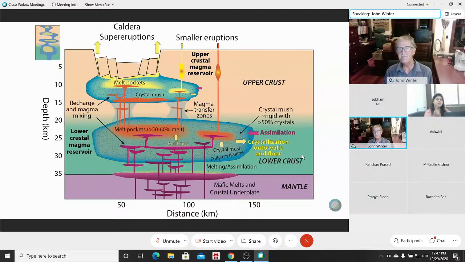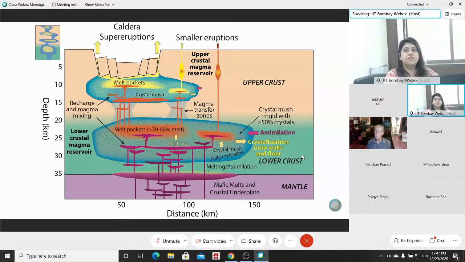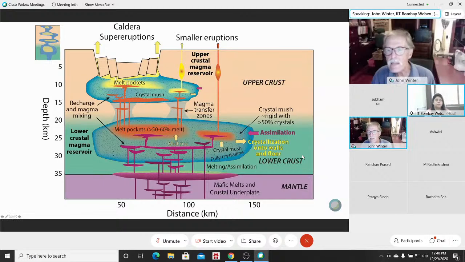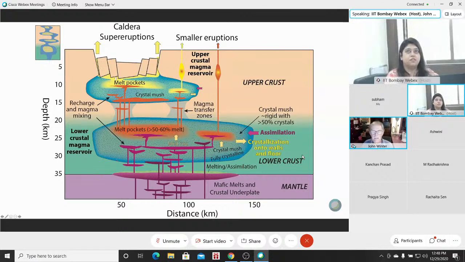There has been a question that popped up in the chat. It says 50 to 60% partial melting seems too high. Is there any geophysical model to support this? I'm sorry, 50 to 60% of what? Partial melting. Oh, partial melting.